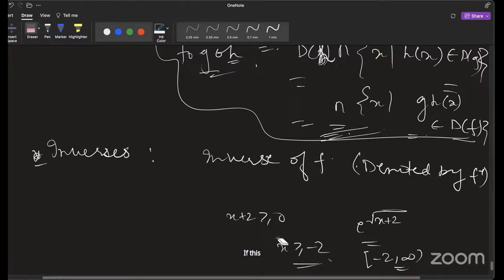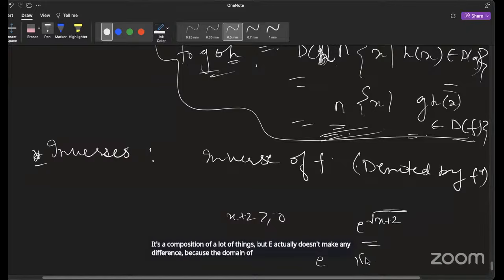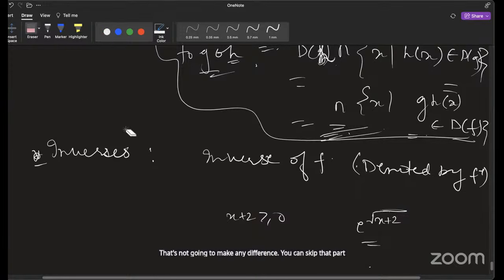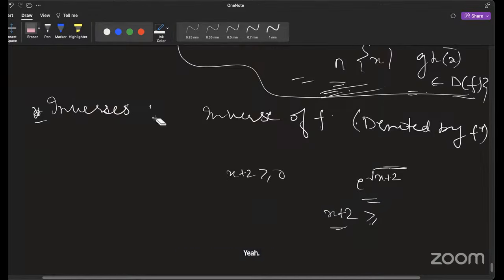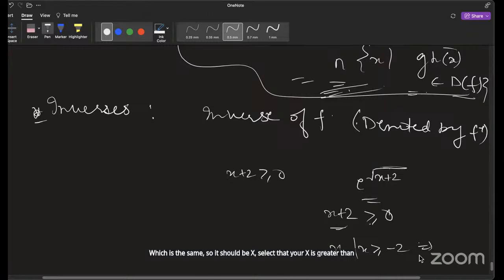If this is your function, it's a composition of a lot of things, but e actually doesn't make any difference because the domain of e is all R. That's not going to make any difference. You can skip that part. Just focus on square root of x plus 2. You need this thing to be defined, so x plus 2 should be greater than or equal to 0. Then just solve it for x. So you'll get x greater than or equal to minus 2, which is the same as minus 2 to infinity.